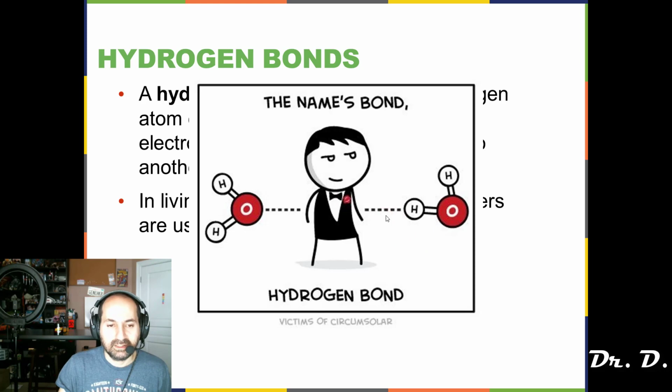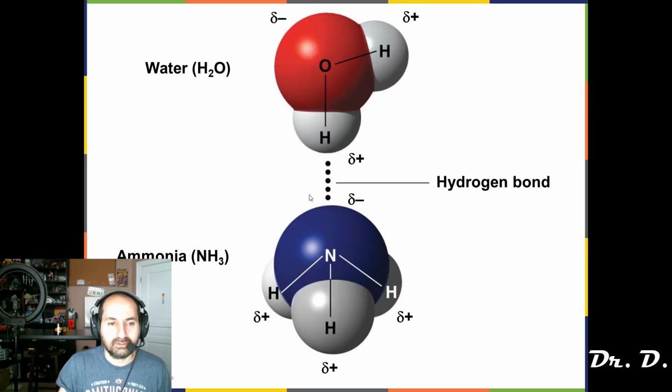So what do I mean? I'll show you both. Here's an example of water, which is a polar molecule. Remember, water has a slight negative charge and slight positive charges on the hydrogen. Here's water interacting with another molecule, another polar molecule called ammonia, NH3.